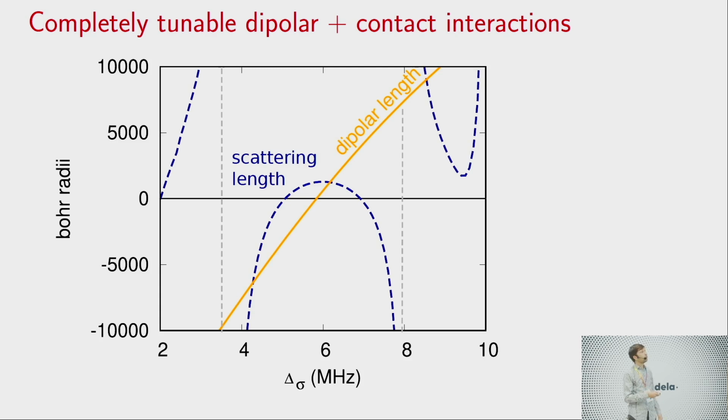Then you can detune from this compensation point and you get control over dipolar interactions, and it becomes stronger. You can choose the sign of this interaction, and at some point you hit this resonance where a two-body bound state appears. You get a scattering resonance, and the scattering length should go from large negative to large positive values. So in between these two resonances, you have no bound states, and the scattering length is guaranteed to go from positive through 0 to large negative values. So you can basically choose the sign of either of these and tune their relative magnitude. So you have comprehensive control over interactions in the system.